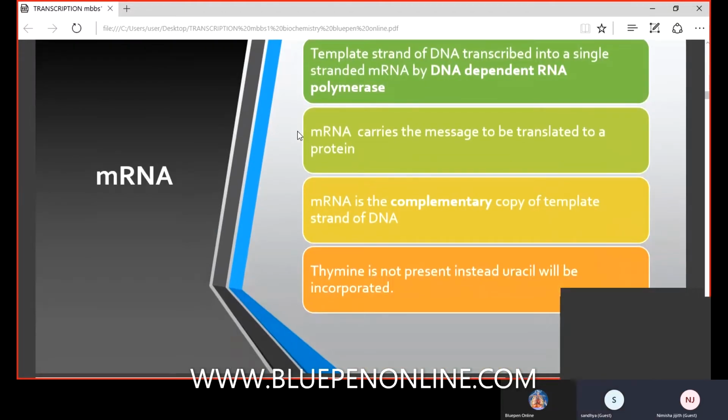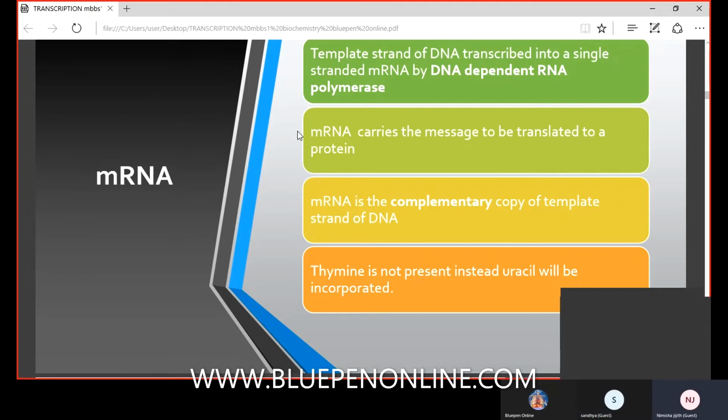The template strand of DNA is transcribed into a single stranded mRNA by one enzyme. That enzyme is known as DNA dependent RNA polymerase. Why is it known as DNA dependent RNA polymerase? Because it depends on the DNA strand to synthesize RNA. It uses the DNA strand as the template for the synthesis of RNA. mRNA carries the message to be translated to a protein.